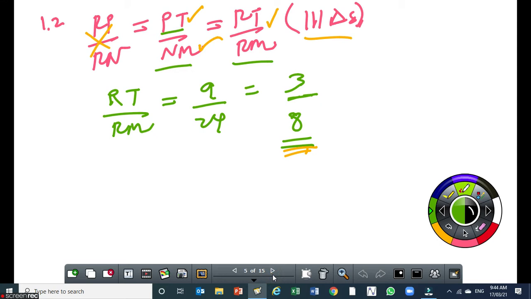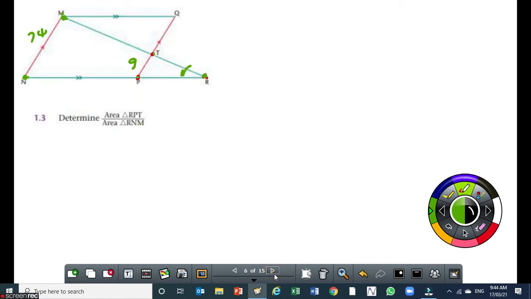But take note, this is a ratio. This 3 over 8 is not a length. It's a what? A ratio. So if it's 3 over 8, then I can add it on the diagram like this. The ratio of RT and RM is 3 over 8, so I can call this one here 3x. It means RM is going to be 8 what? 8x. Do you get that?